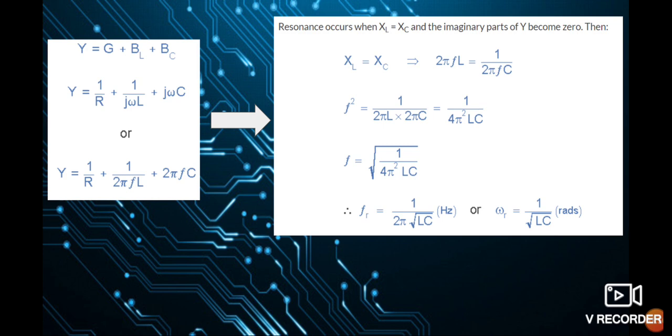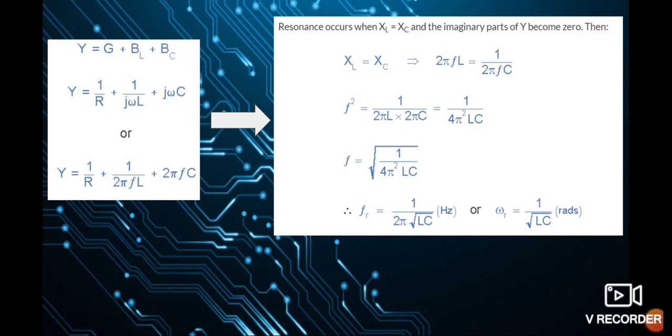Now, Y equals, substituting the value of conductance as 1 by R, BL as 1 by j omega L and BC as j omega C. Or we can rewrite it as 1 by R plus 1 by 2 pi FL plus 2 pi FC, that is by substituting the value of omega equals 2 pi F.